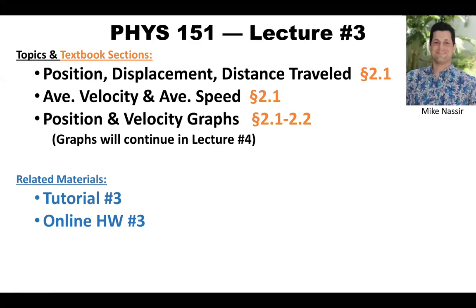The topics for this lecture involve the basic quantities of one-dimensional kinematics. And by kinematics, we mean the quantities involving the motion of an object. So the topics today involve position, displacement, and distance traveled, which are all quantities relating to the position of an object. Average velocity and average speed, which are related but different. And then what graphs look like and how we interpret those graphs of those quantities.